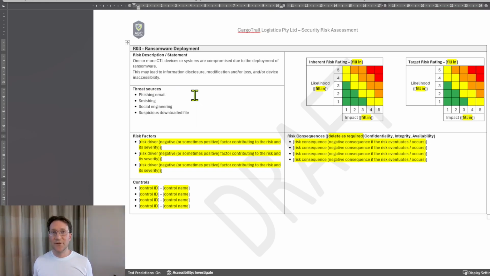In terms of threat sources for the ransomware risk, an employee may be sent an email with a phishing link in it. And so the employee clicks on the link and it downloads the ransomware. It may take them to a website. And then through using that website that looks like something real, but it's really a malicious website, they may download the ransomware.